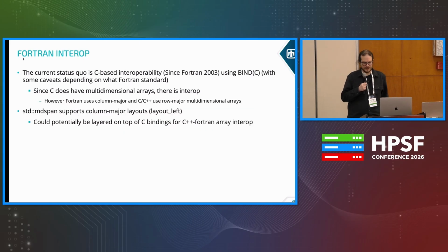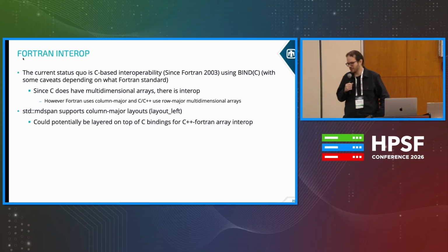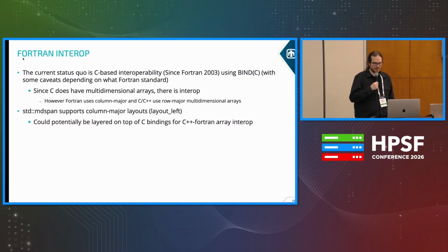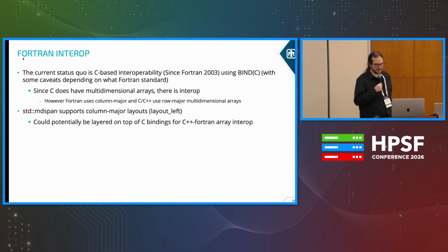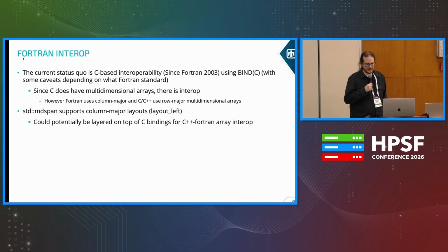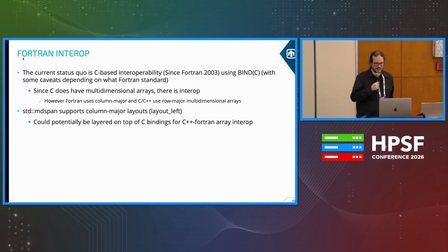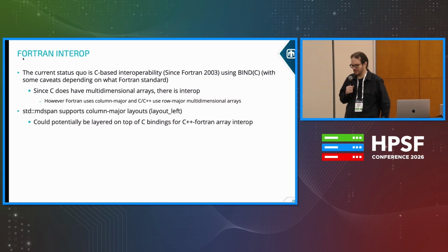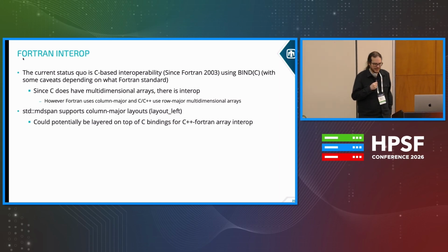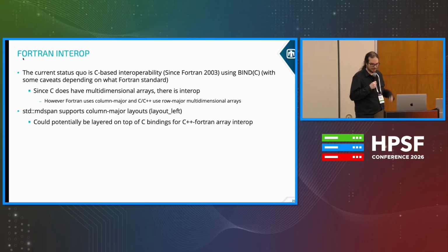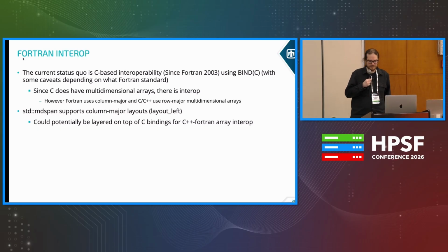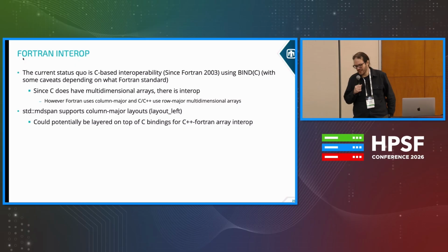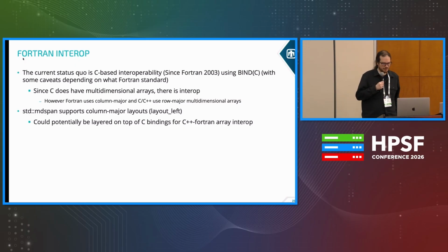First I'll talk a little bit about Fortran. The status quo for Fortran interop with C++ is that there's just C-based interoperability. Since C++ is more or less compatible with C, this kind of works out. This is only the case, I believe, since Fortran 2003. There are some caveats, and one of the interesting things you may run into if you're dealing with multidimensional data is that Fortran always views multidimensional data as column major, and C and C++ view it as row major. So if you're doing interoperability, you have to keep this in mind, and it's easy to make mistakes.